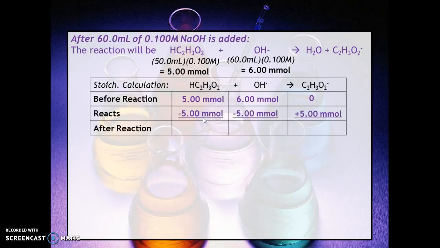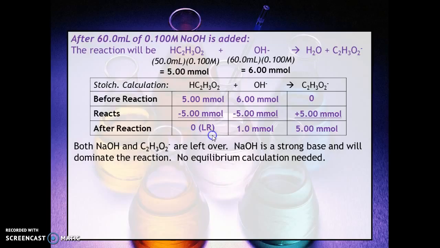This time, my limiting reactant is going to be my acetic acid. It's all used up. I've reacted all of it. And I have 1 millimole of OH negative left. But in the process, I created 5 more millimoles of acetate. So both of these things are left over.